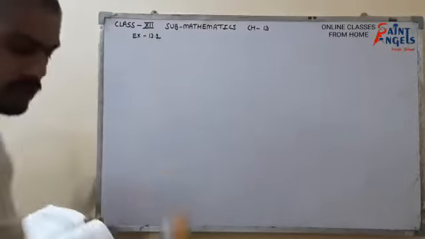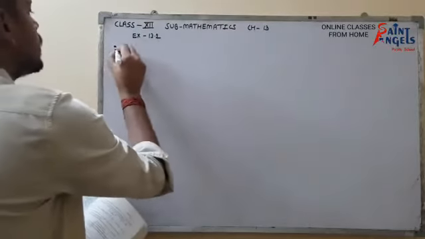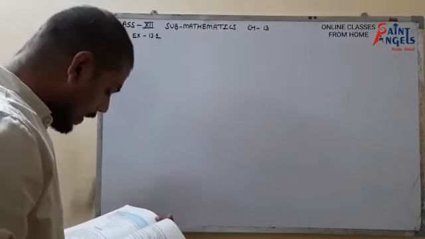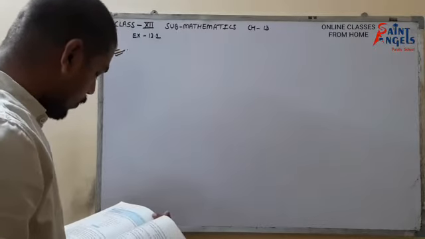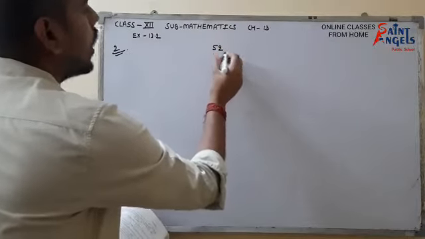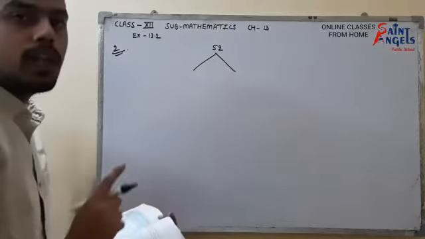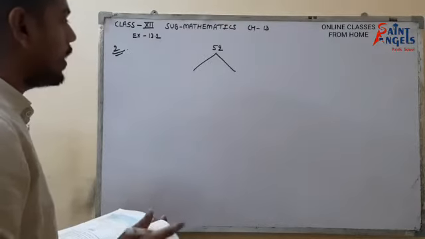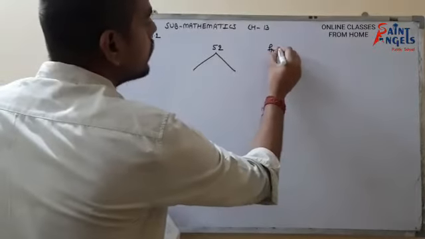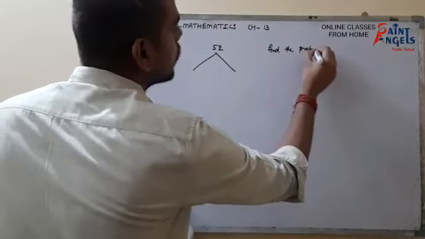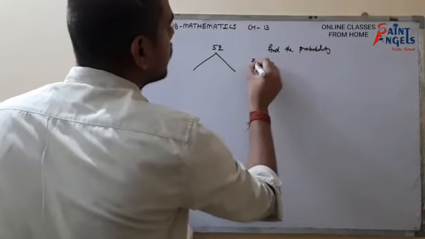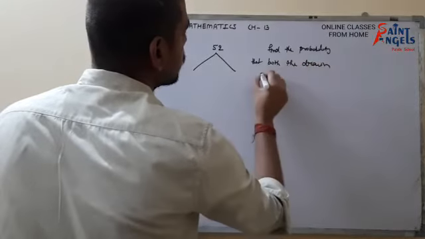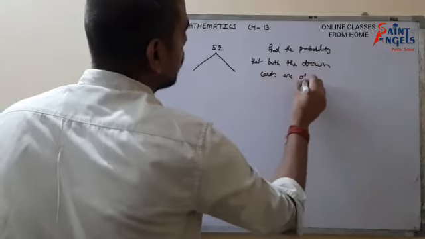Okay, now look at question number 2. Two cards are drawn at random and without replacement from a pack of 52 playing cards. So we have 52 cards and we have drawn two cards without replacement. Find the probability that both the drawn cards are of black color.